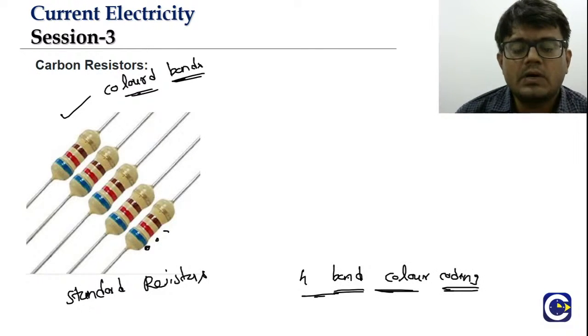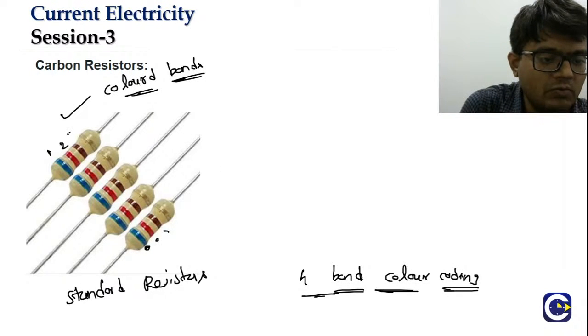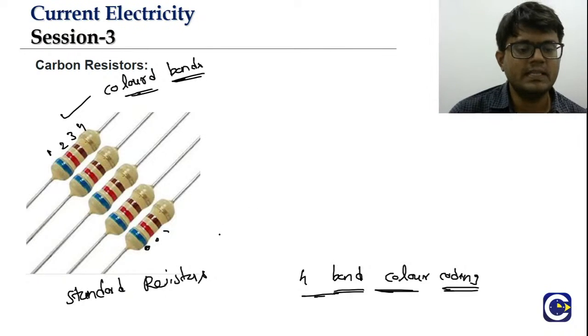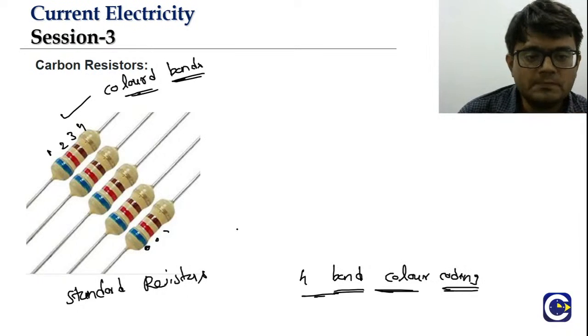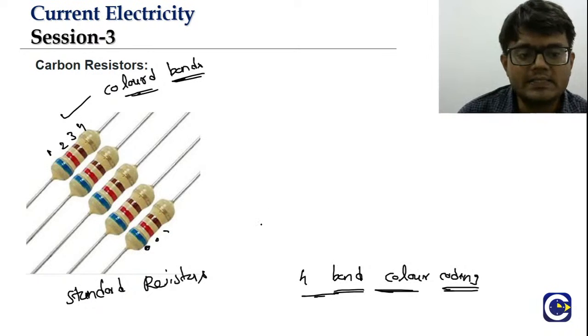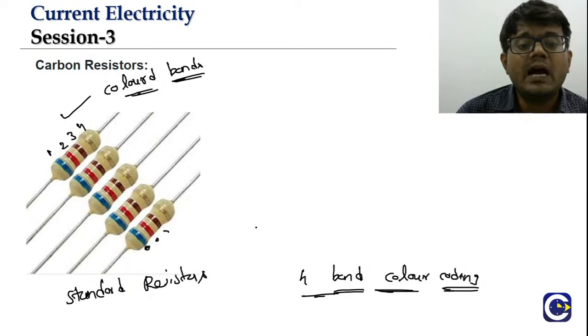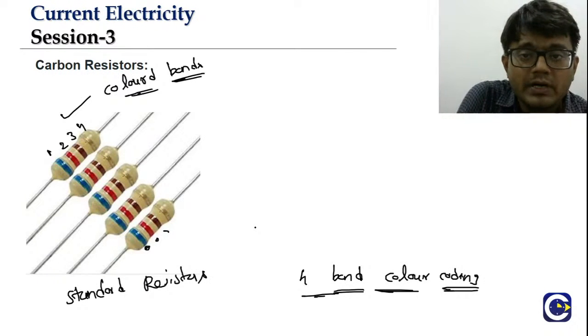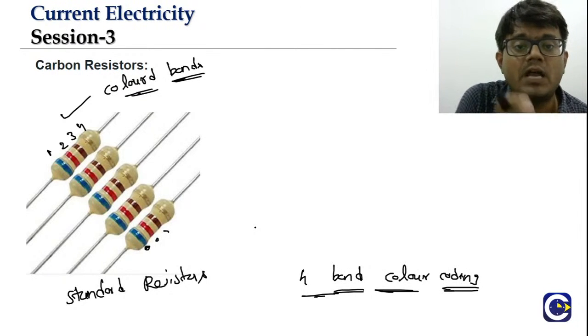With 4-band color coding, we will have 4 bands. Look here: band 1, band 2, band 3 and band 4. This is how we have the 4 bands of the carbon resistor. Next, we will have a method to read these bands. There is a procedure, and based on that procedure, if you are able to read the bands, we will be able to find the value of that standard carbon resistor.